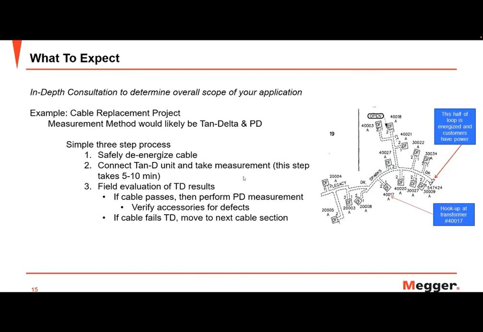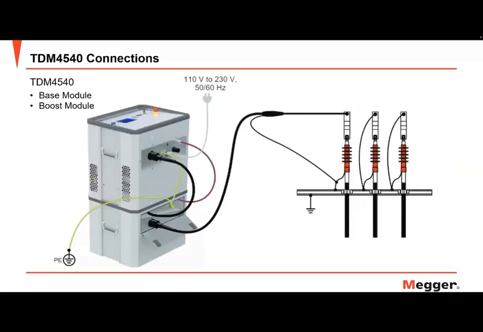And then third, we would do our field evaluation of the tan delta results, which we saw earlier is done by the instrument and gives us back whether action needs to be taken, no action needs to be taken, or further investigation. So if the cable passes, we can then perform partial discharge measurements and verify the accessories for defects. Now that we know the overall condition of the cable is good, we can look at the splices and terminations individually and determine if they need to be replaced. If the cable fails the tan delta, then we can simply move on because we already know that the overall condition assessment of that cable has failed. After the evaluation, we do our post-test evaluation and then generate our final report with our findings. So just a very simple process for the cable replacement plan.